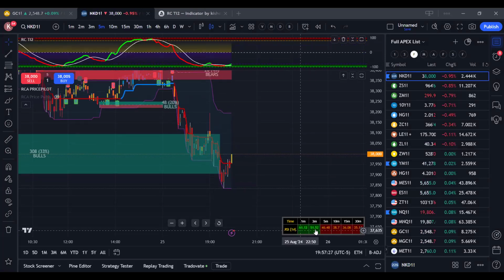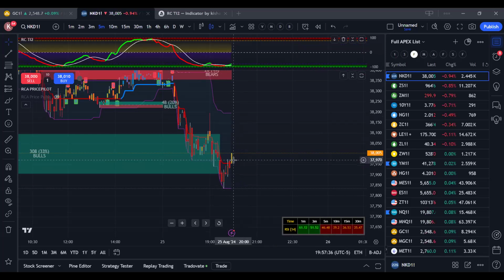The 1 and 3 are green. Five also may turn to green soon. This is turning to green. This may turn to blue, because price is above this line. This may turn to green.